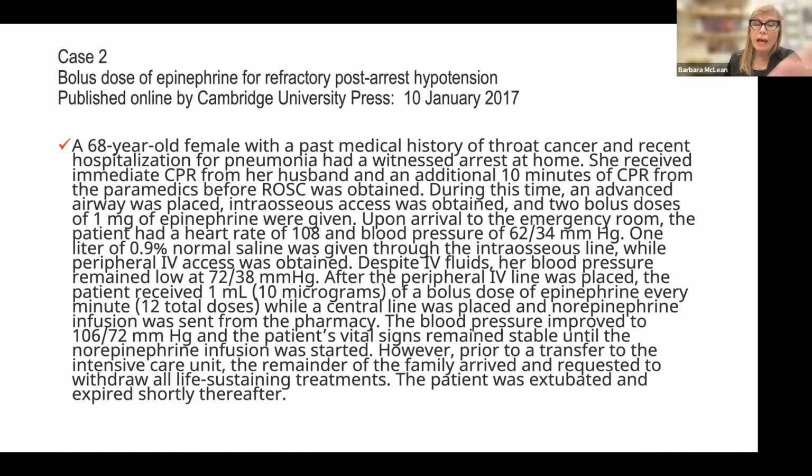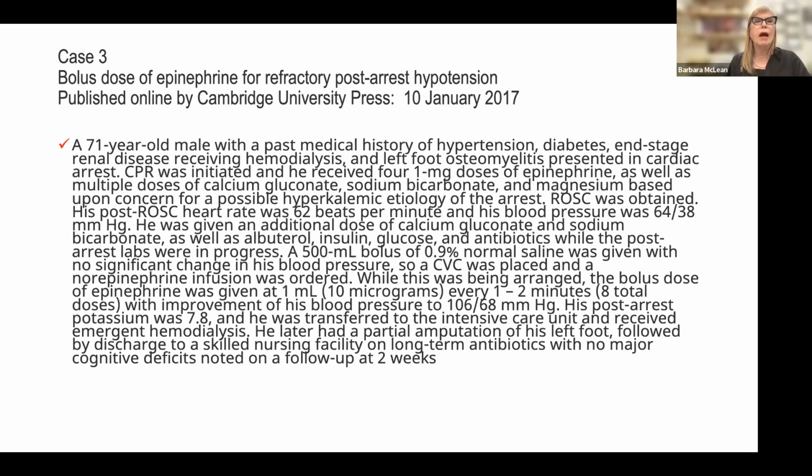In this case, they gave her epi, they got her pressure up, but then they found out that the patient actually was a DNR, so they extubated and the patient died shortly thereafter. 71-year-old, case number 3.